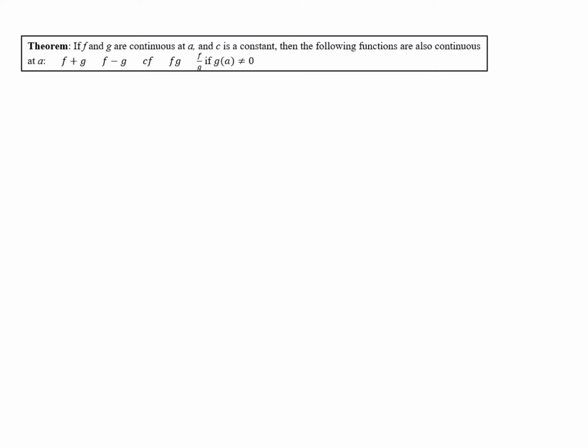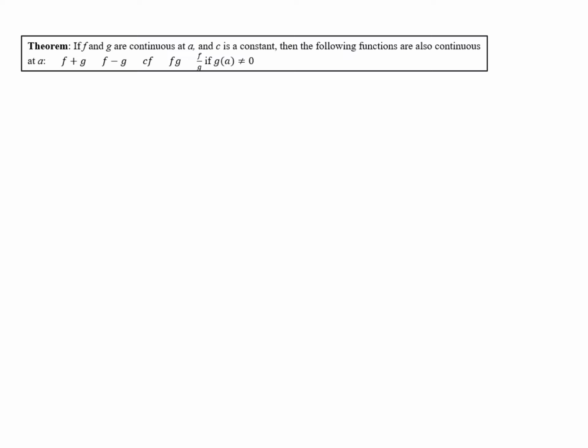So basically, when we take two functions that are continuous at a certain value, we can add them, subtract them, multiply, and divide them, so long as we don't get a 0 in the denominator. And the resulting functions are going to be continuous at that value a. And if these are continuous for all real numbers, then the results are also continuous for all real numbers, unless we have a 0 in the denominator. We always have to be careful about that.